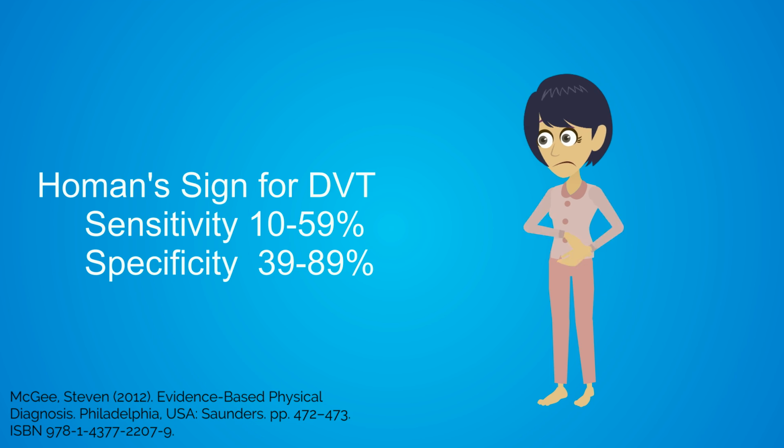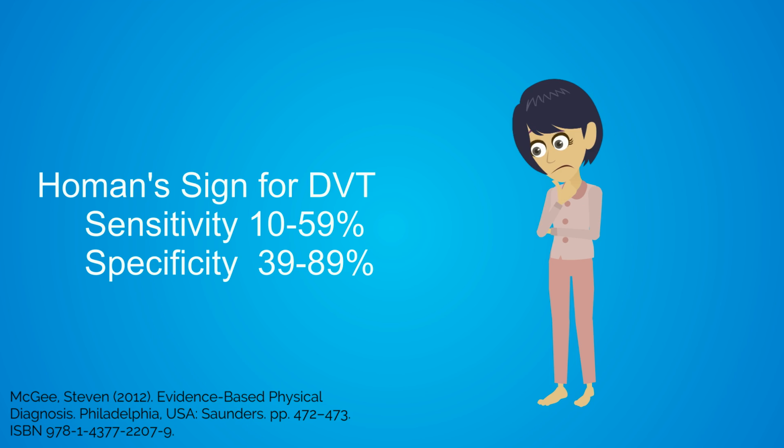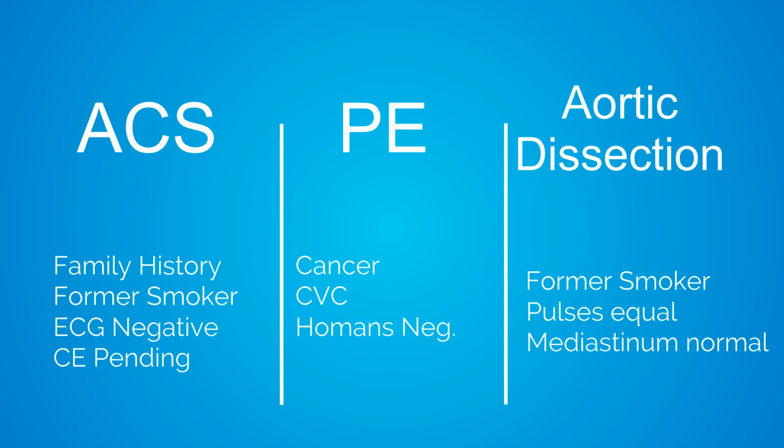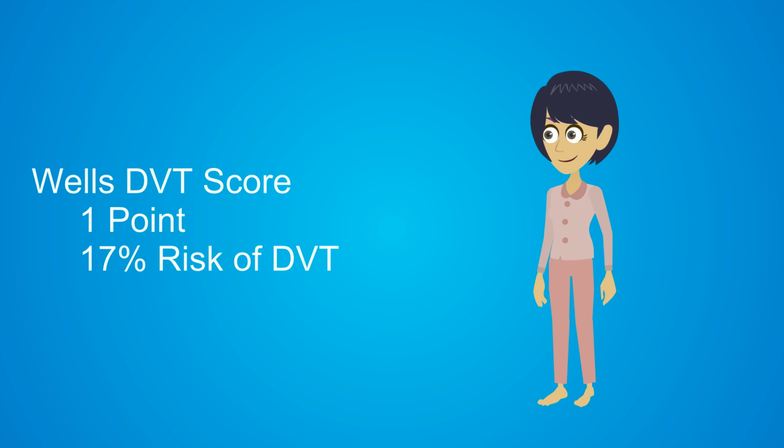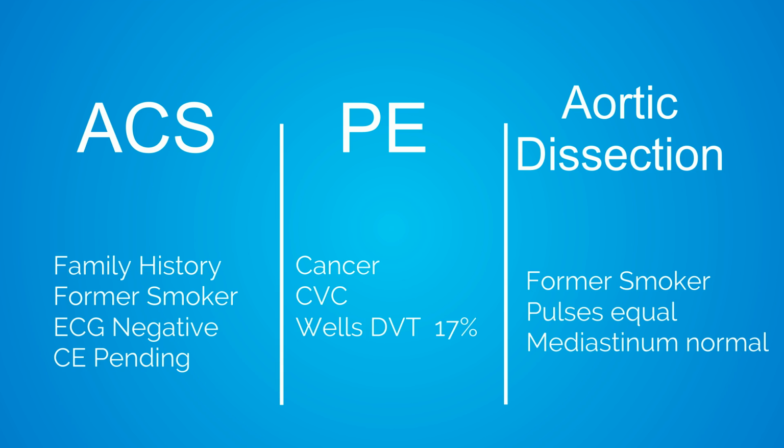Unfortunately, the Homan sign is not very useful. The sensitivity ranges from 10 to 59% depending on the study, and the specificity is 39 to 89%. I guess we can take the negative Homan sign off the list. The Wells score for DVT performs much better. It has a sensitivity of 94% and a specificity of 45%. The Wells score for this patient is 1, which gives her a 17% chance of having a DVT. We can add the Wells score for DVT to our differential diagnosis.